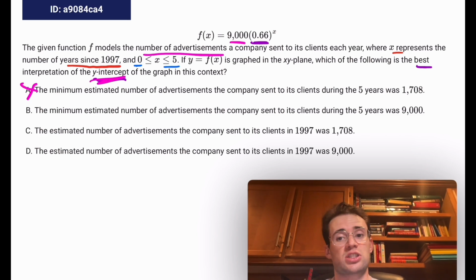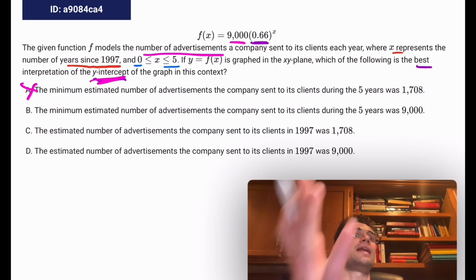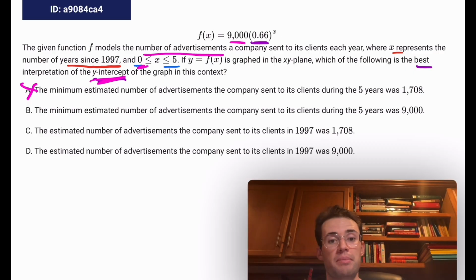So for this, actually, it's the maximum. Because you can't go to negative time because it sets the minimum for this domain as 0. But yeah, it's just going to keep getting smaller as time passes. It says the minimum estimated number of advertisements the company sent to its clients during the 5 years was 9,000. So 9,000 is the right number, but they're not looking for the minimum, right? They're looking for the starting value. So look for something that says the starting value, or you can even say the maximum.